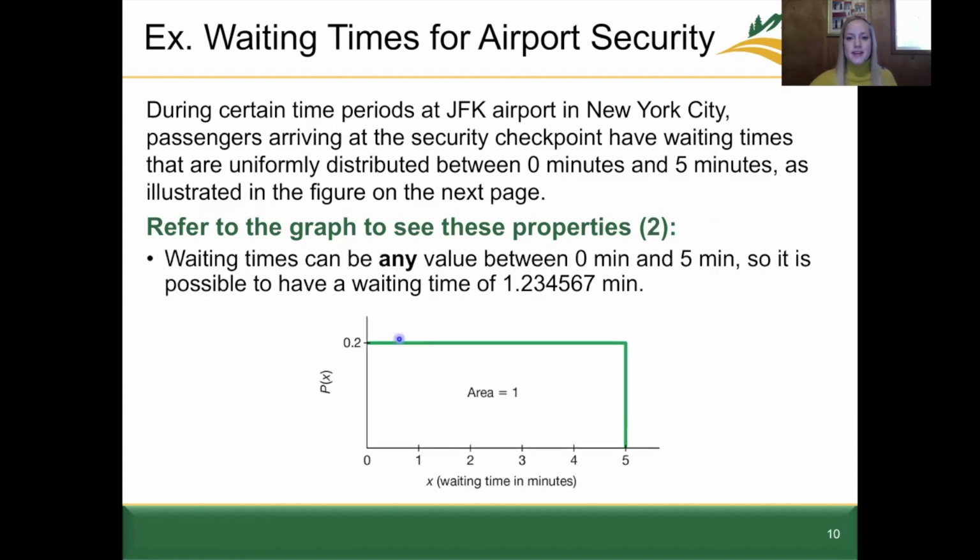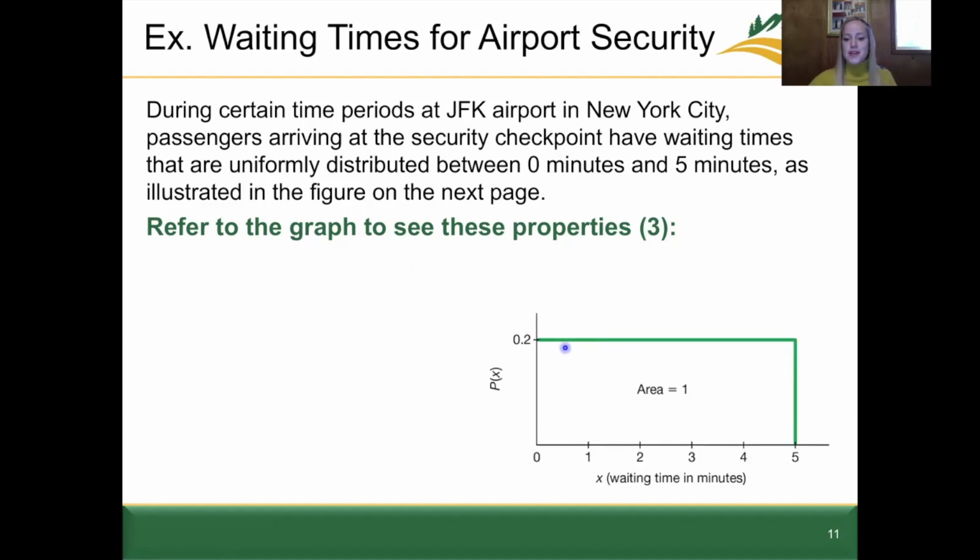Another important property is that uniform distributions have to be continuous random variables. Remember what the meaning of continuous is here. These waiting times can be any value between 0 and 5 minutes, not just the discrete value of 1 minute, not just a discrete value of 2 minutes. The variables here, importantly, are continuous. That means that even 1.2345678, as many decimal places as we can go out to infinity, is a possible value because we're dealing with a continuous set of data.